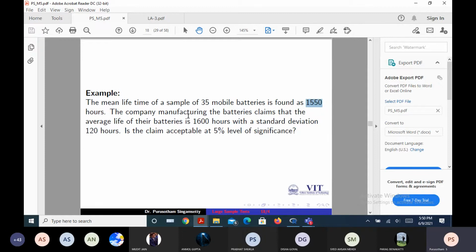So what did you observe from this question? The very first fundamental point is that it is a large sample related test statistic to be used. Then single sample data is given, and you have the information about the sample mean as well as the population mean. And third, do you have the information about the population standard deviation? Yes, sir, 120. Population standard deviation is 120 hours.